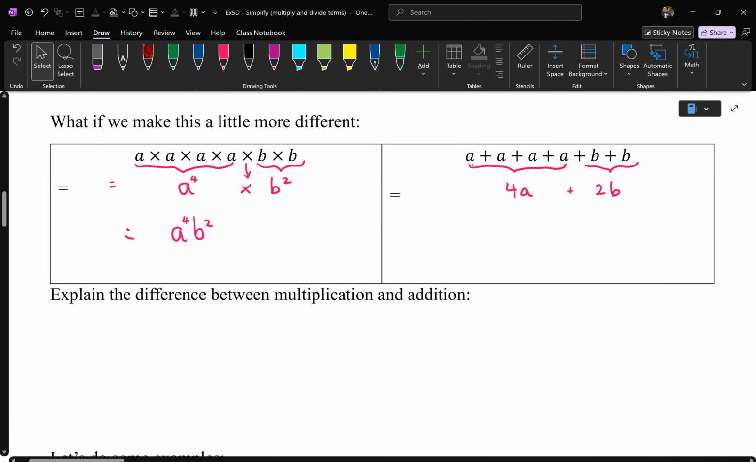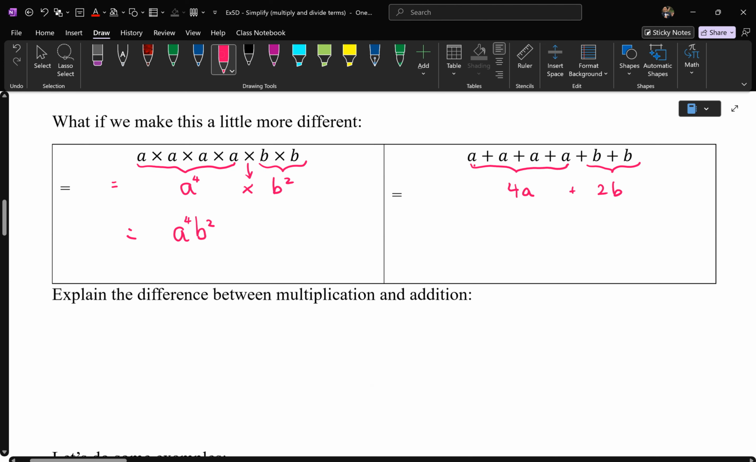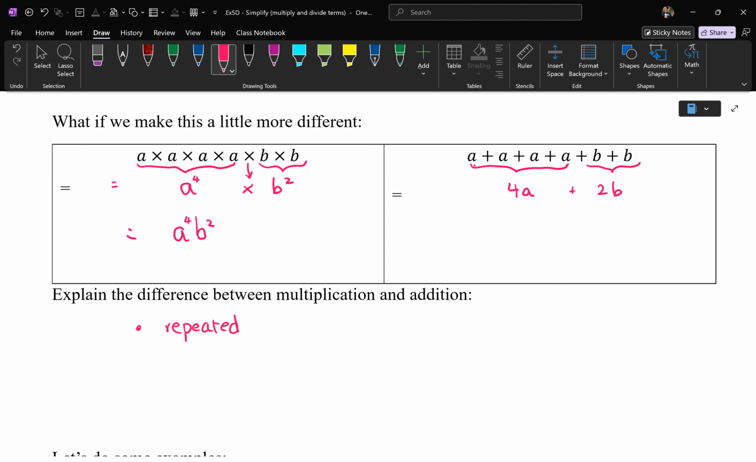Explain the difference between multiplication and addition. So I want you to write just a note here. Repeated multiplication leads to, so draw an arrow, to powers. Repeated addition leads to multiplication.